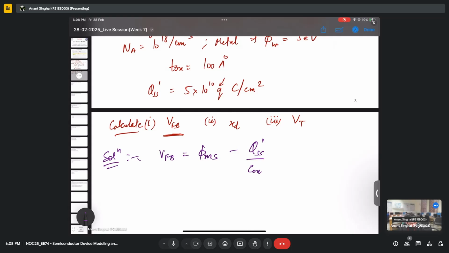So phi m minus phi s. Phi m is given in the question, and this is also given in the question. Cox you can find since Tox is given, and phi s you need to calculate, like you need to apply some mind to calculate this phi s. Once you are able to do it, then the rest of the question is very easy. So give it a try and maybe take 2 to 3 minutes, and then I'll see what we can do. Is it fine? Yes, sir.